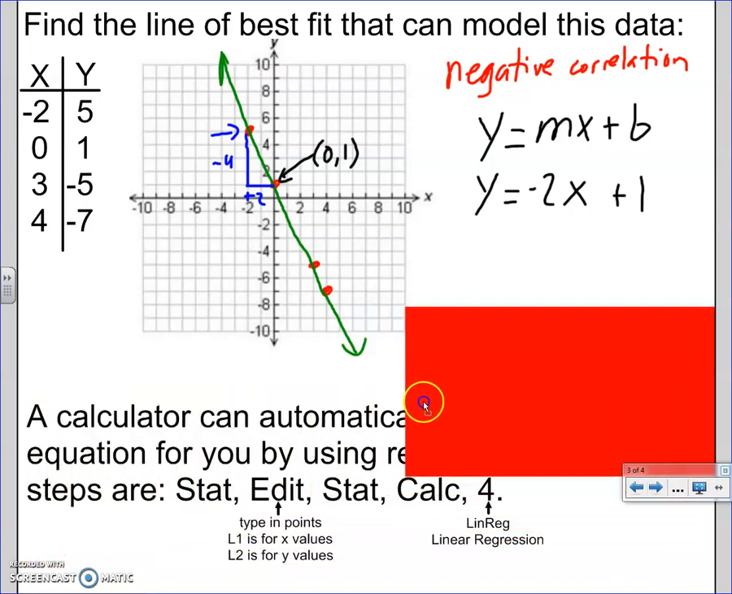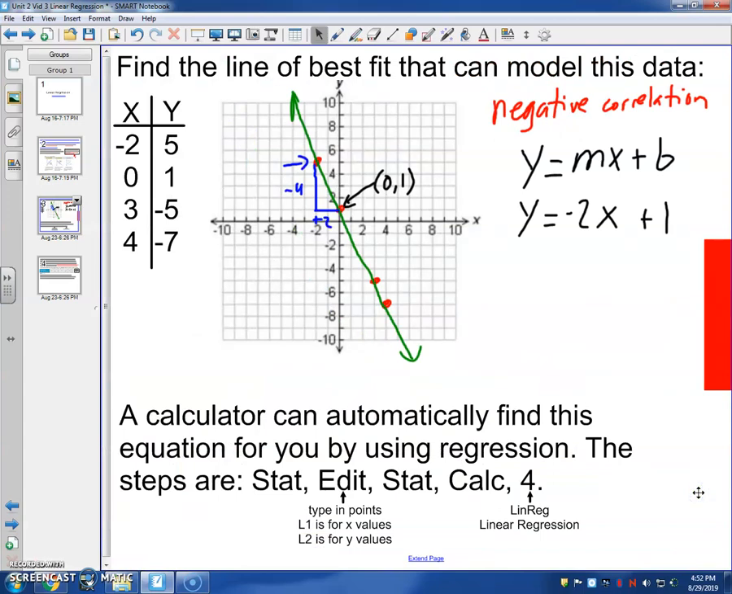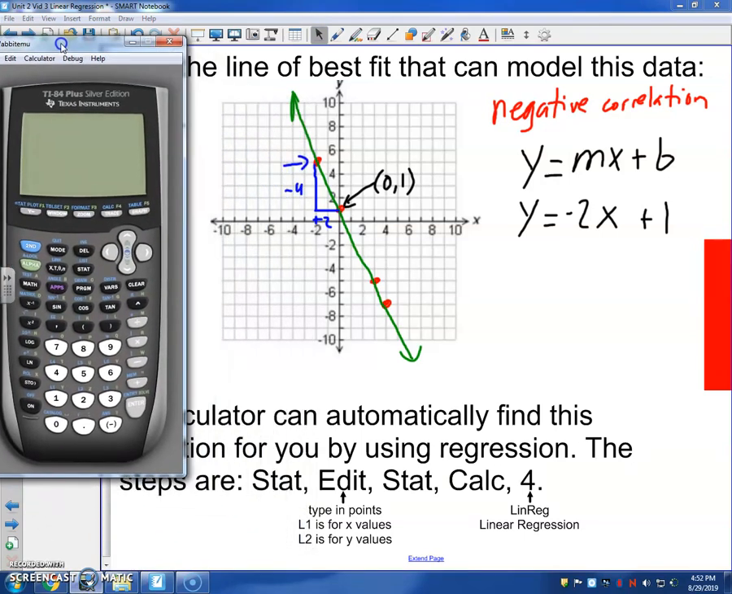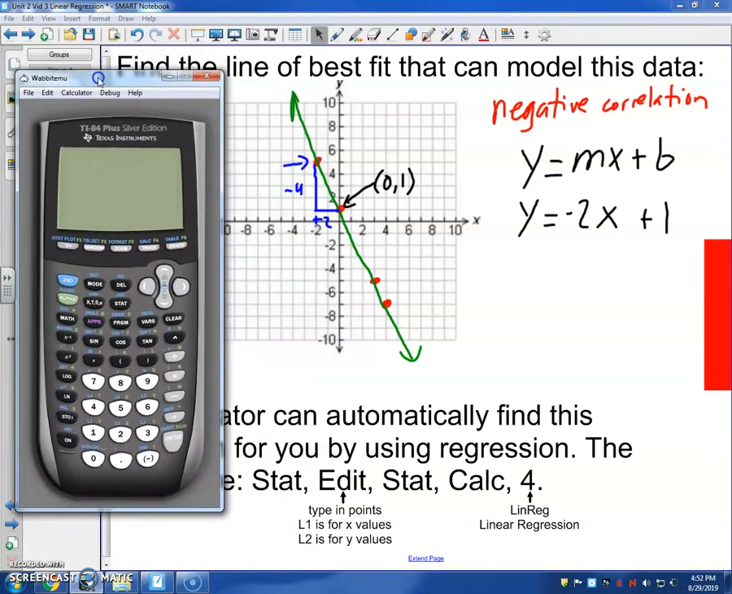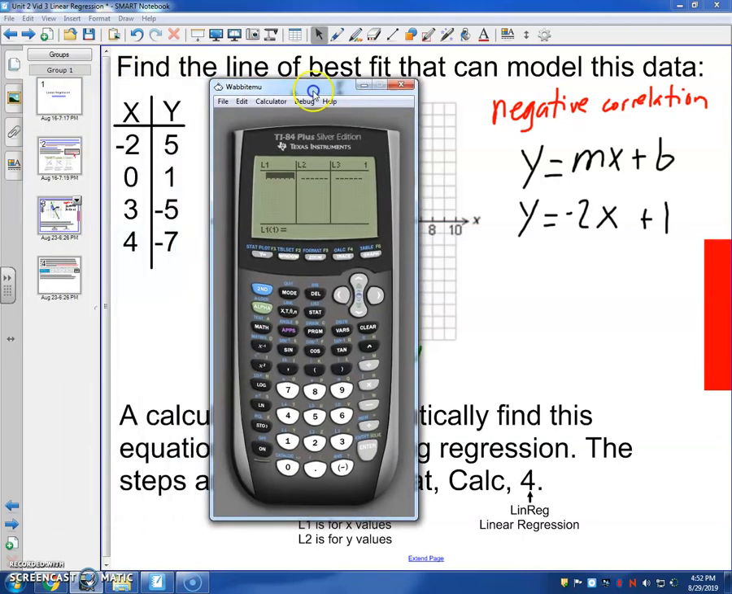Now the nice thing is our calculators are very powerful. They can do this for us. A calculator can automatically find the equation if we use regression. In your calculator, there are 5 buttons you're going to press. The steps are: press stat. Stat is right here next to x, right in the middle. Press edit, which is enter, right there. You're going to type in your points. L1 is for the x values, L2 is for the y values. If L1 or L2 is missing, you must reset your calculator.